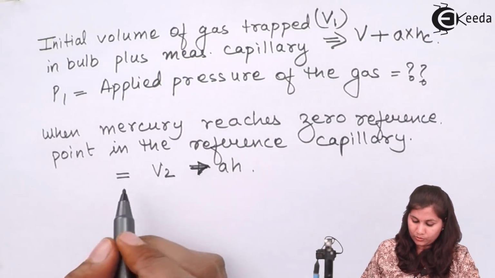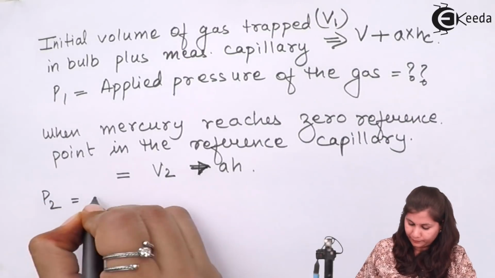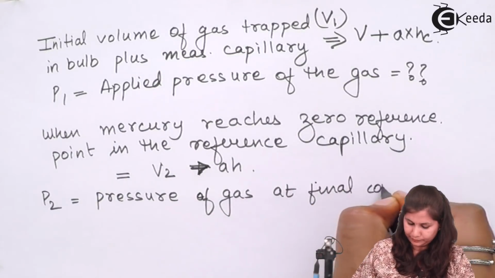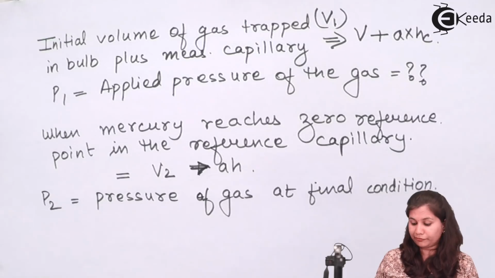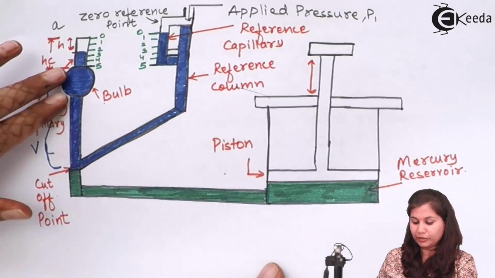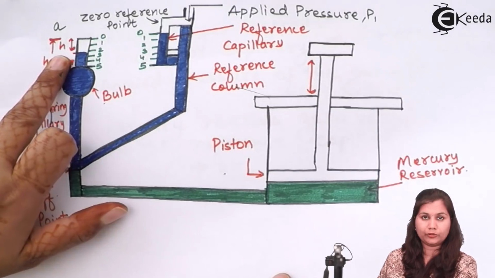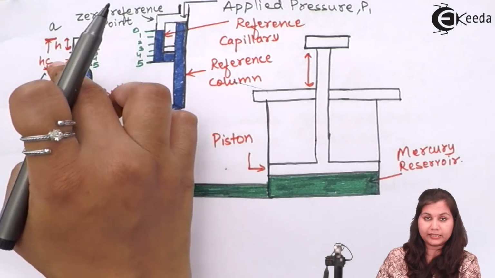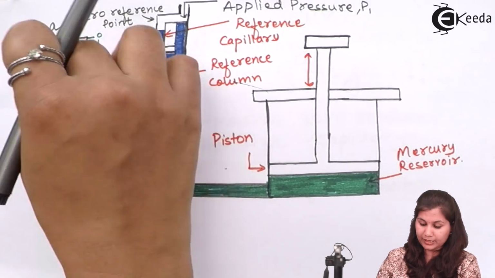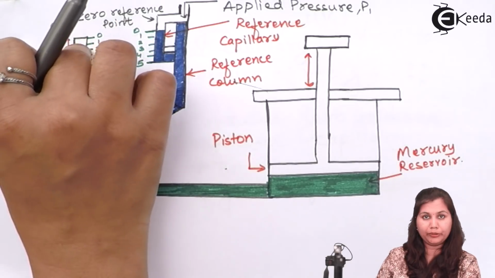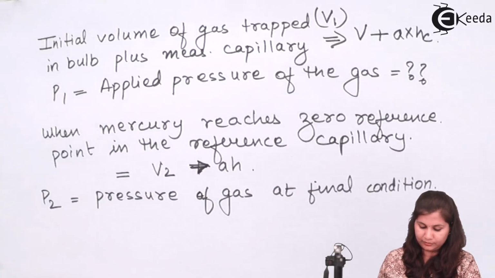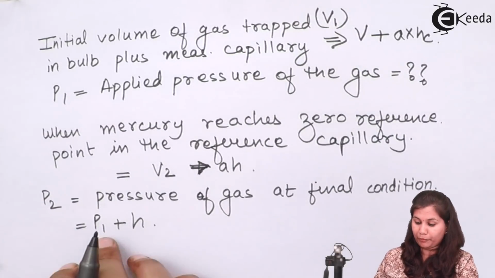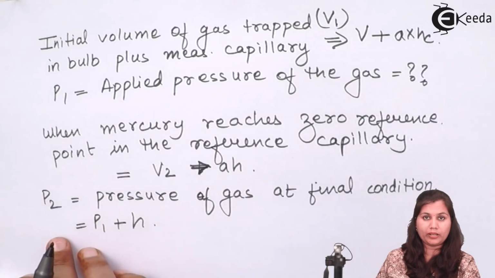Okay, now the pressure. The final pressure will be equal to the initial pressure plus the height here. So we have P1, the initial pressure of the gas here, plus the pressure of the gas which is trapped here. So P2 will be P1 plus H. Now putting the values of all these variables in Boyle's law.